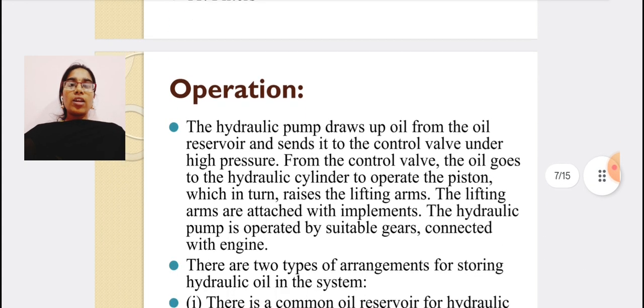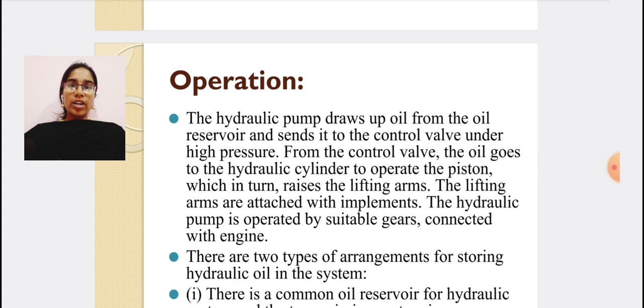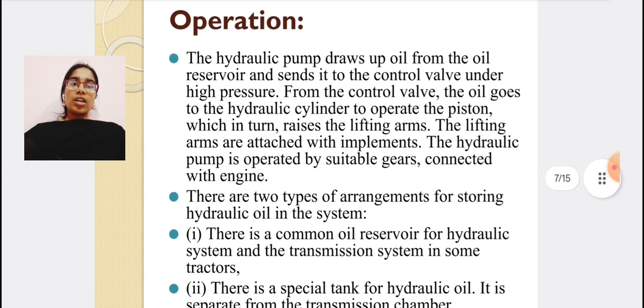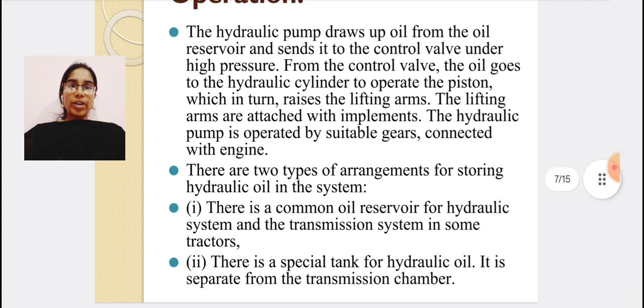The hydraulic pump draws oil from the oil reservoir and sends it to the control valve under high pressure. From the control valve, the oil goes to the hydraulic cylinder to operate the piston, which in turn raises the lifting arms. The lifting arms are attached with the implements. The hydraulic pump is operated by suitable gears connected with the engine.